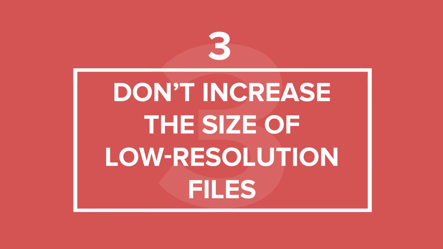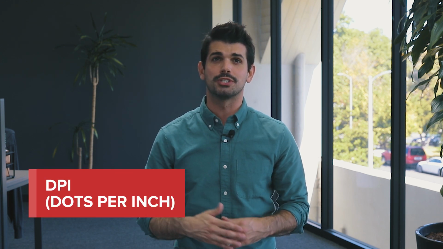Number 3, stop increasing the size of low resolution files. When you change the file dimensions and DPI of an image, you're adding or reducing the number of its pixels. This process is called resampling. If you increase the dimensions of a low resolution image, additional pixels are added to the image based on an algorithm. But this algorithm isn't precise. So you just end up with a larger and heavier image, which is still blurry.